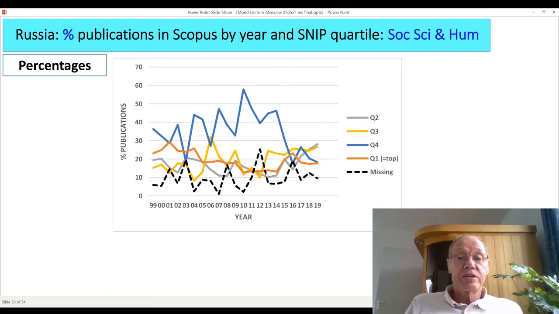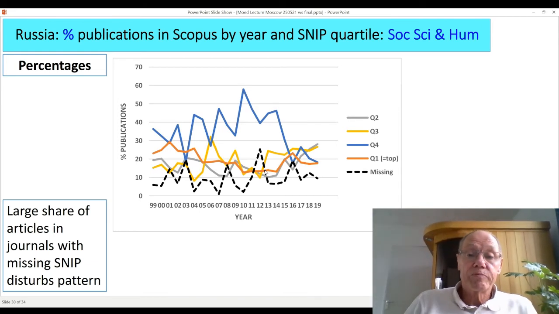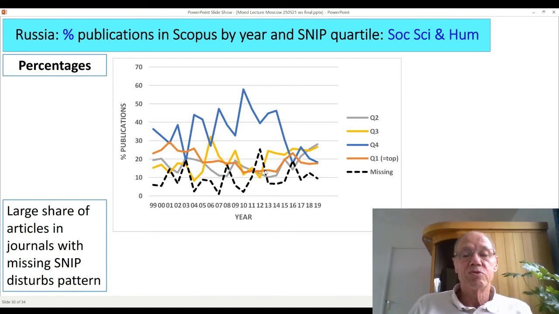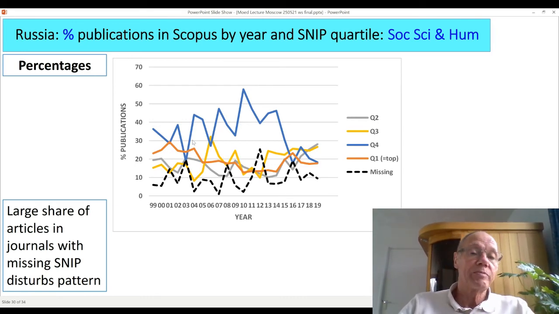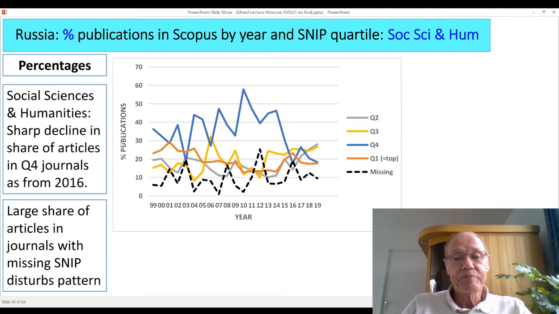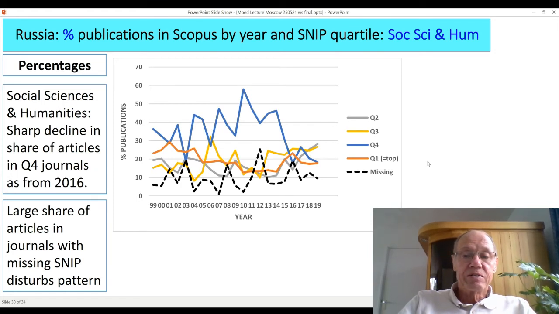Finally, for social sciences and humanities, first of all, you should note that the percentage of papers for which the SNP values are missing is very high indeed and fluctuates also across the years. So this makes the outcomes a little bit unstable. I'm sorry about that. But you can see in any case that also in this discipline, the share of papers in the bottom quality journals is really declining, and that in the Q2 and the Q3 journals is increasing. So these are the results per discipline.